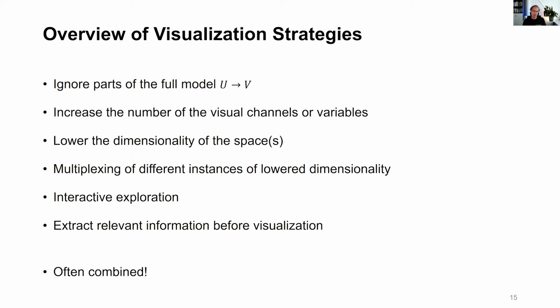First, we can ignore parts of the full model to simplify the problem. Or we can try to increase the number of visual channels or variables to show the data. Or we can lower the dimensionality of the involved spaces. And there's the option to do multiplexing of visual information. And of course, human interaction and exploration can help as well. And finally, we can extract relevant information before we apply the visualization, just to simplify this later step of visualization.